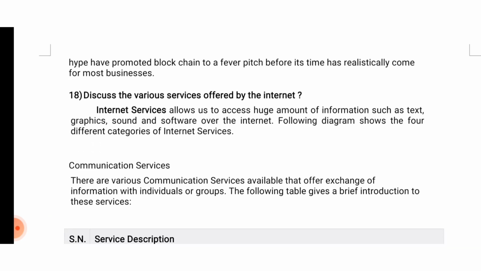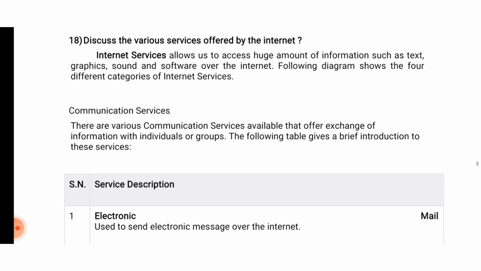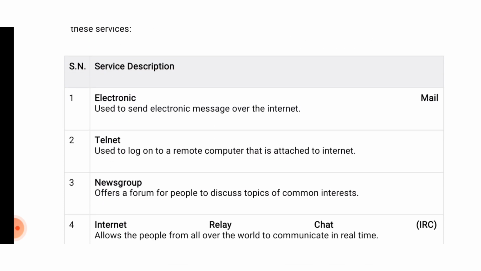Next is to discuss the various services offered by the internet. Internet services allow us to access a huge amount of information such as text, graphics, sound and software over the internet. The following diagram shows the 4 different categories of internet services. Communication services: there are various communication services available that offer exchange of information with individuals or groups. The following table gives a brief introduction to these services.